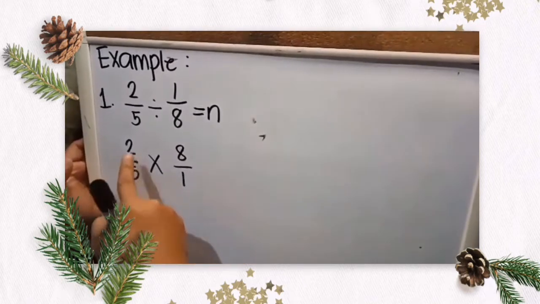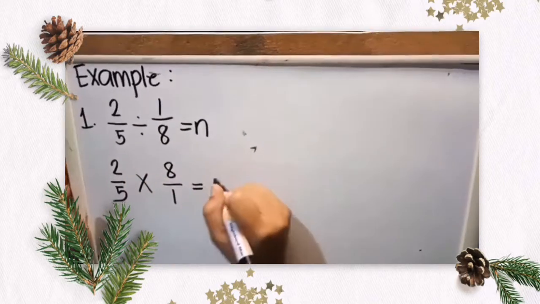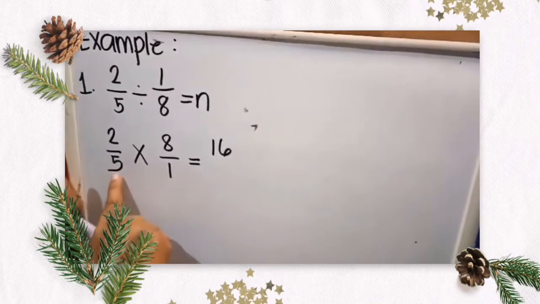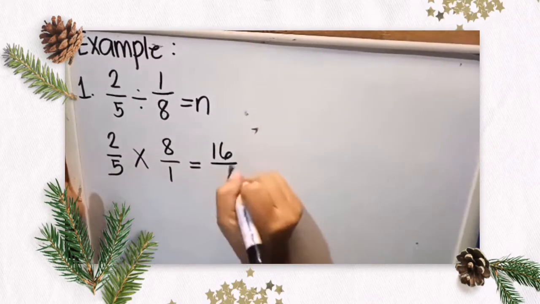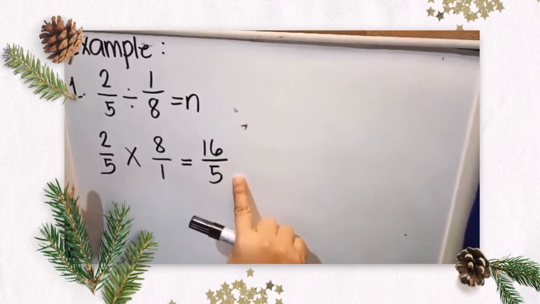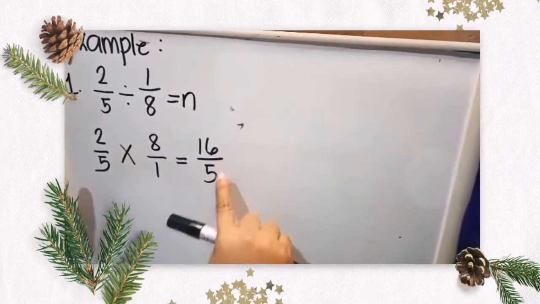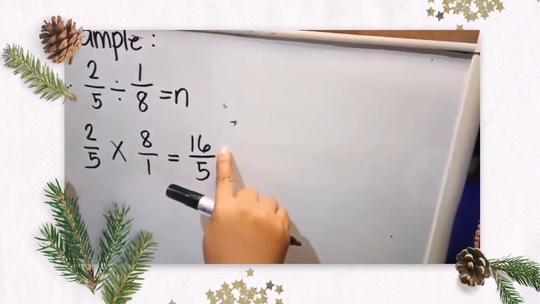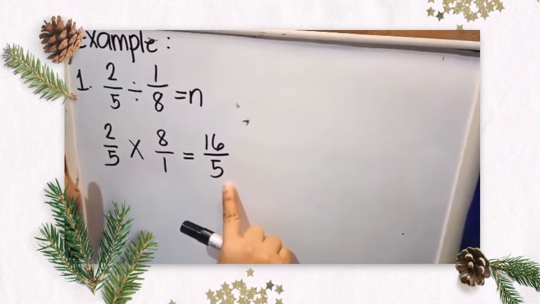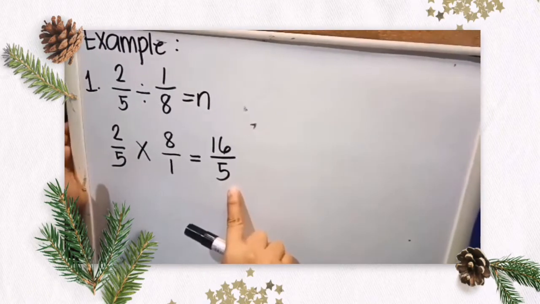Then, multiply the numerators. 2 times 8 equals 16. Multiply the denominators. 5 times 1 equals 5. Since your answer is an improper fraction, nganong improper man? Kay 16 over 5, dako ang numerator kaysa denominator. So, since it is an improper fraction, change it into a mixed number or mixed fraction.